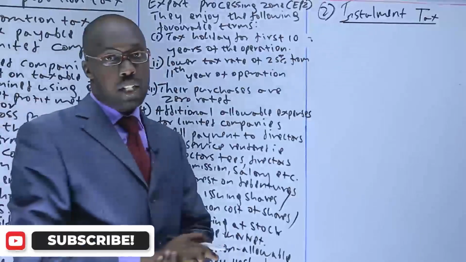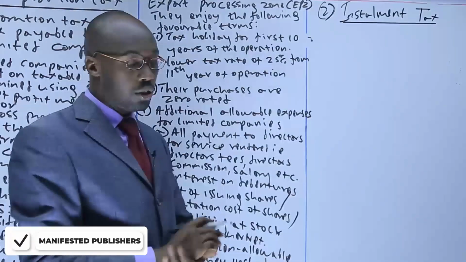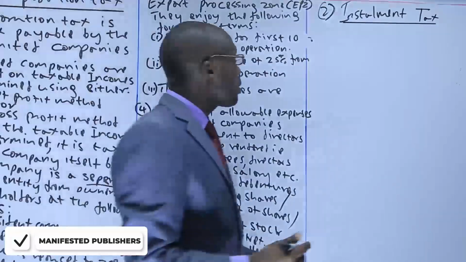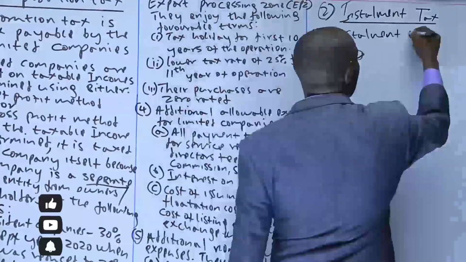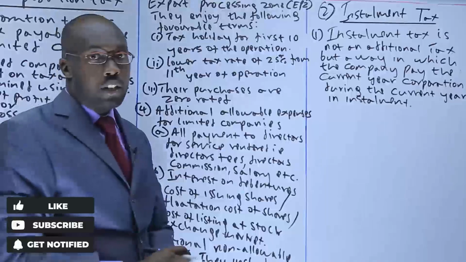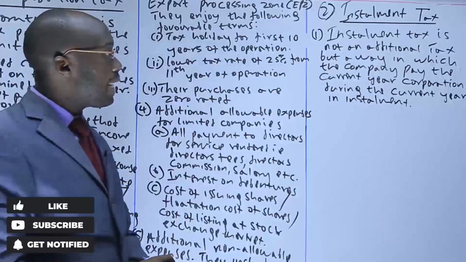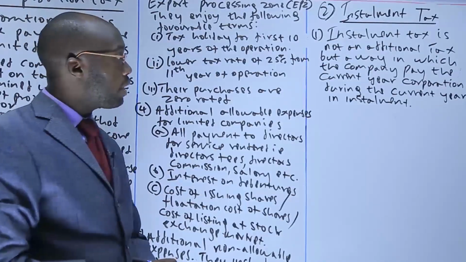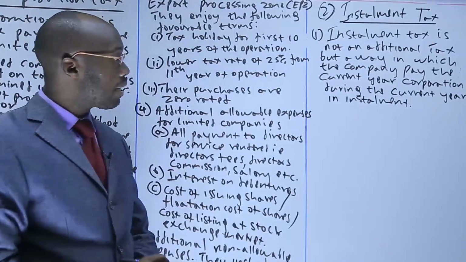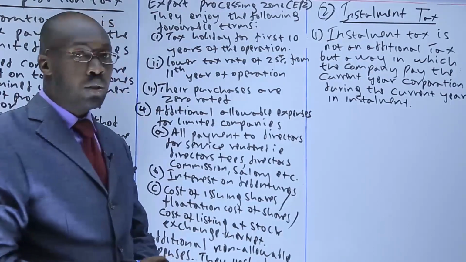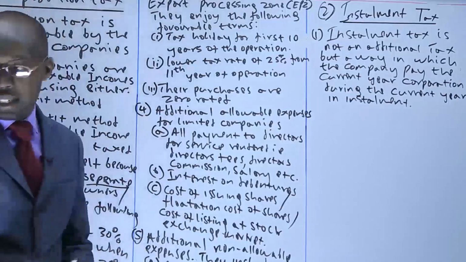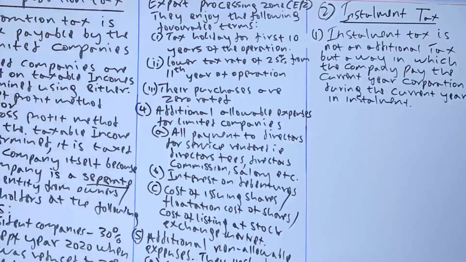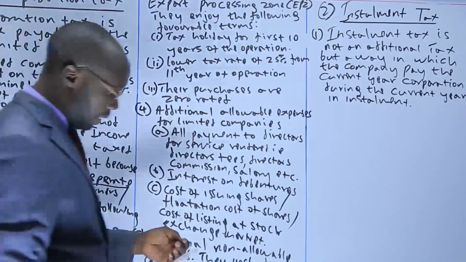So these are the points that you need to get when you are talking about the installment tax. So we have point number 1. That is the first point that you need to know: installment tax is not an additional tax, but a way in which the company pays the current year corporation tax during the current year in installments. What does that mean? This is what it means.